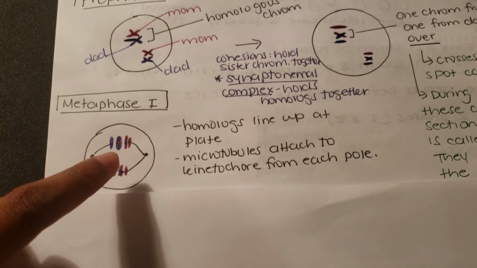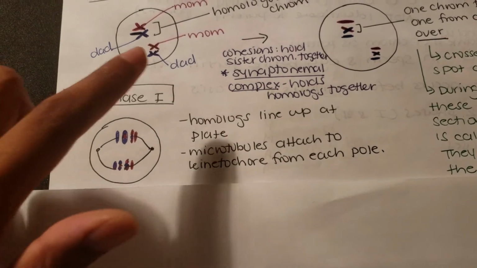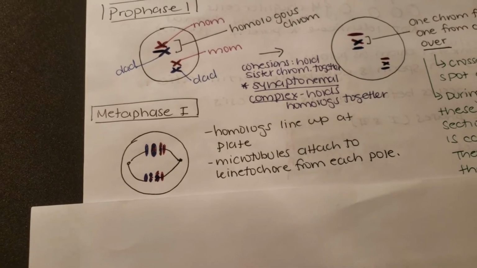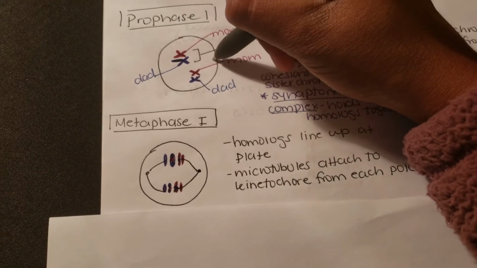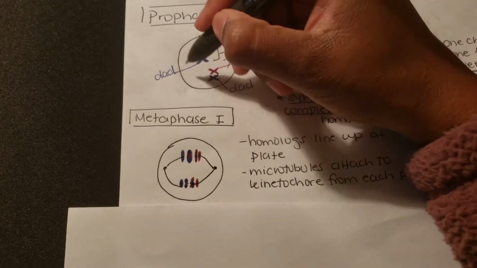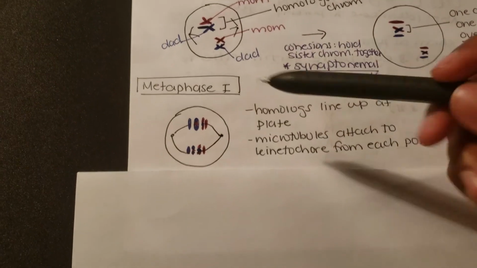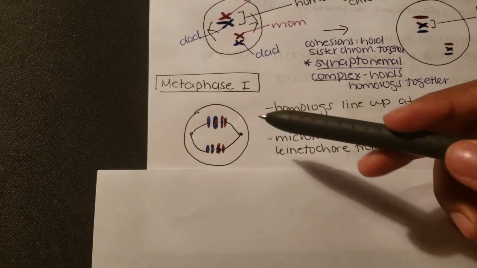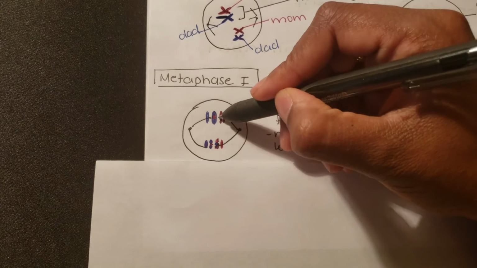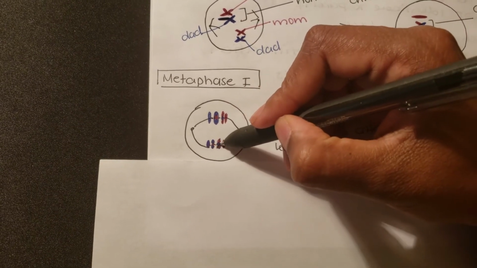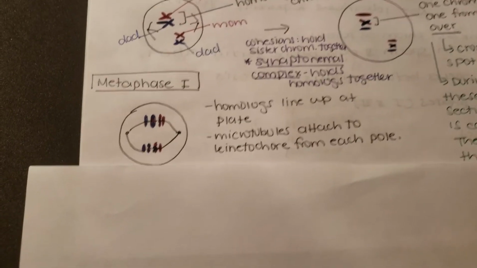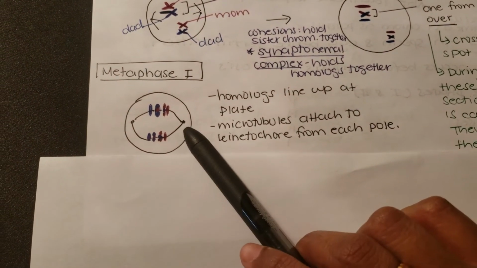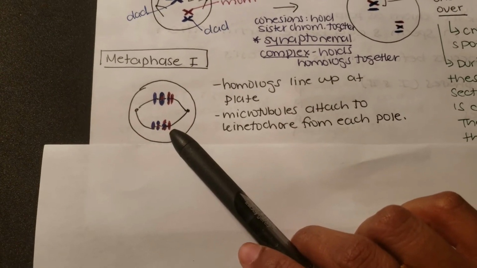Microtubules should already start coming out in prophase. I didn't draw it over here, but if I should, give me a second. You're already going to start seeing some microtubules coming out, all right? Just like in mitosis. So in metaphase, microtubules are going to attach to these chromosomes, the homologs, and they're actually attached to each other. I just didn't do a really good job of drawing them together. But once they line up at the metaphase plate, the microtubules are going to attach to the kinetochores on the homolog.